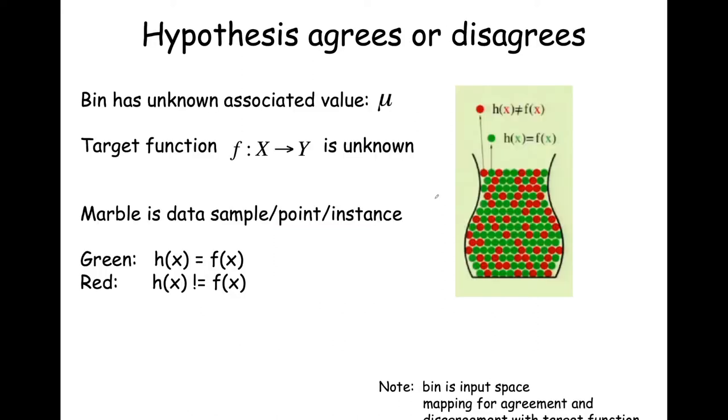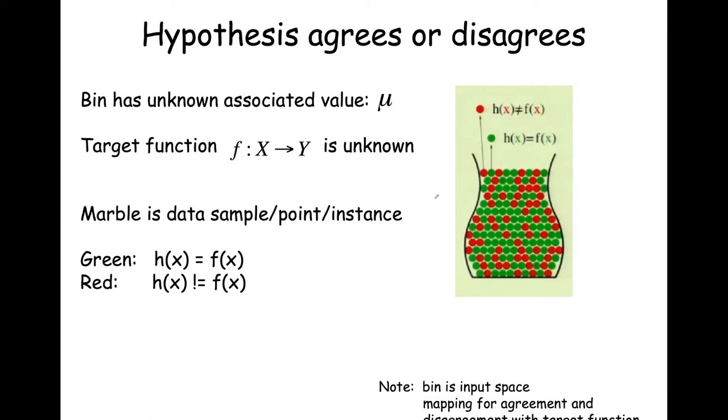So the bin, as we said, has some unknown associated value, mu. We don't know what it is. The target function, we said, is unknown. We don't know what it is, but it's sitting off there in the background, merrily assigning labels, y, to inputs from our input space, feature vectors x, our data points.